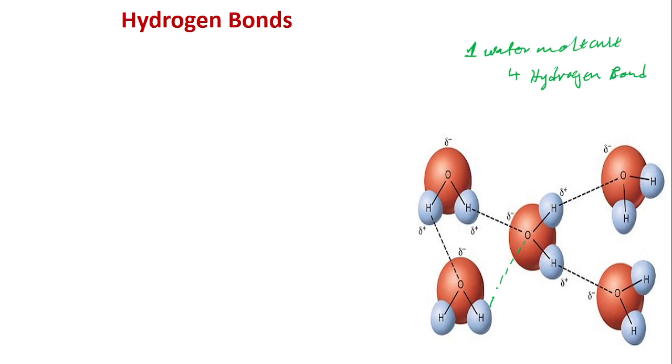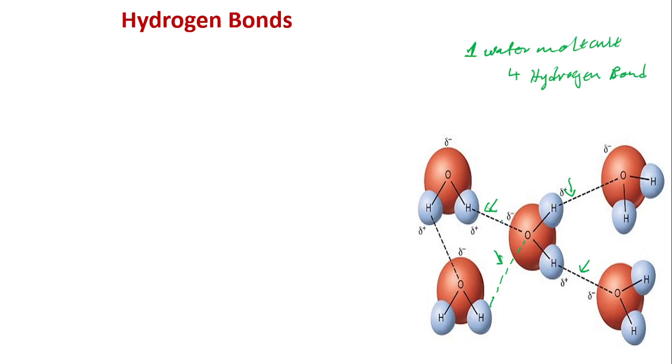If you look at how many hydrogen bonds have been made, you look at the first one, and you can also look at the other ones. So there are four hydrogen bonds that a single water molecule can form. These hydrogen bonds are so strong that it's very hard to break them. As a result, water has those properties which we discussed.